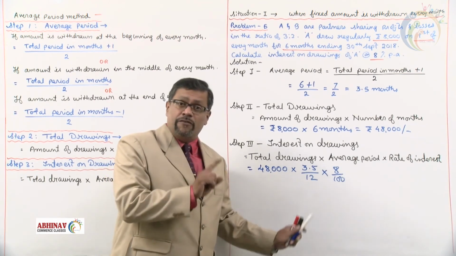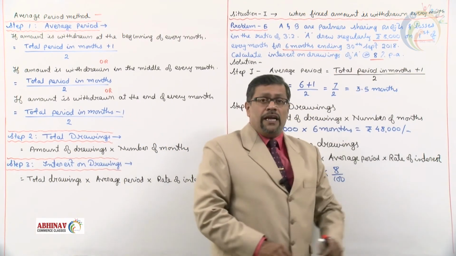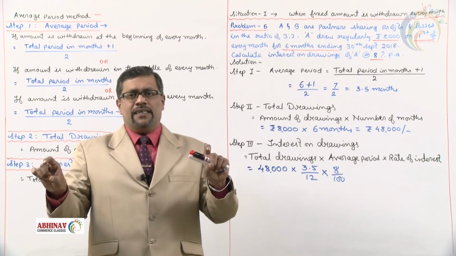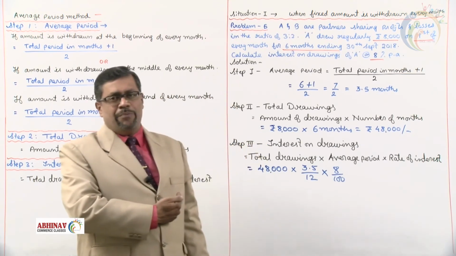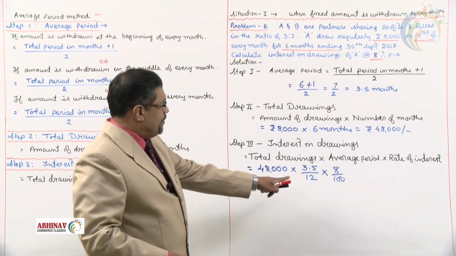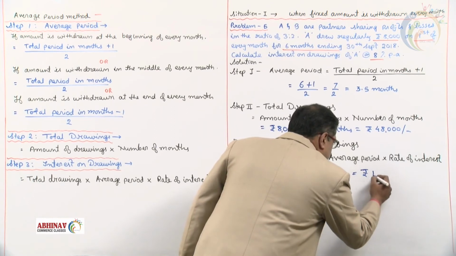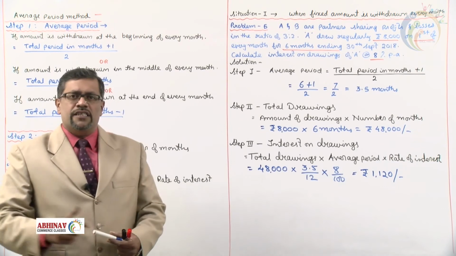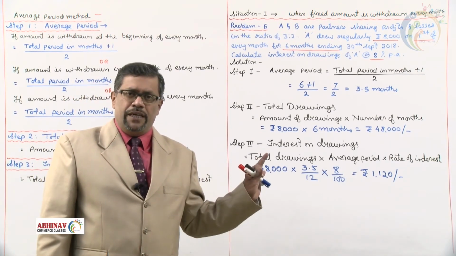8% will naturally be per annum. Per annum means 8% per annum is for the full year. Full year means for 12 months it is 8%. We want to know for 3.5 months how much it is. That is why we divide that by 12. So when you solve this, 48,000 into 3.5 divided by 12 into 8%, what we get is rupees 1,120. That is the interest on drawings charged to A by the firm. This is how the problem is to be done.